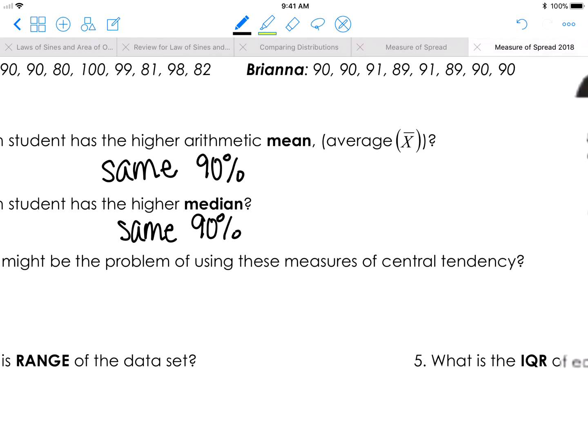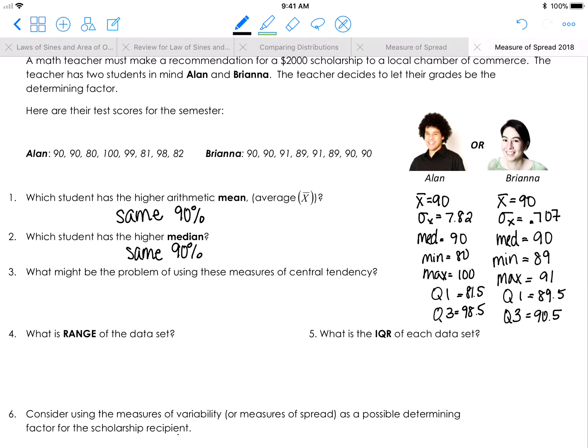So does everybody see how we're comparing them? They're both 90 right here, and then they both have a mean of 90 also. It says, what might be the problem with using these measures of central tendency? Well, using the mean and the median, they're both the same. So they look the same, don't they? But they're not. They're not the same data. If we look a little closer, go a little deeper, they don't look the same.